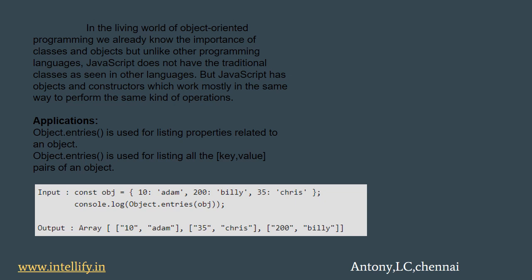But JavaScript has objects and constructors which work mostly in the same way to perform the same kind of operation. The applications of Object.entries: it is used for listing properties related to an object, that is, all key-value pairs of an object. So here is an example where a constant object is created, key-value pairs are entered, and the output is given as an array: 10, the name Adam is given, and 35, Chris is given, 20 and Billy is given. So three object pairs are returned in the output array.